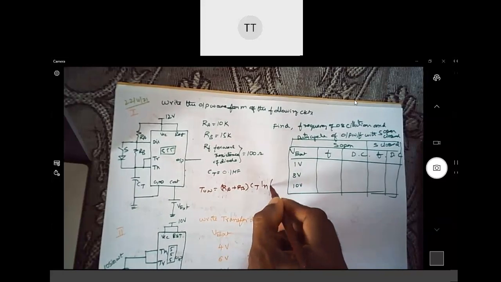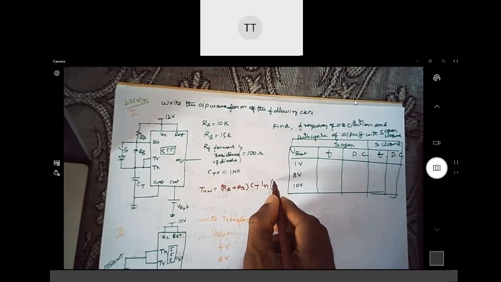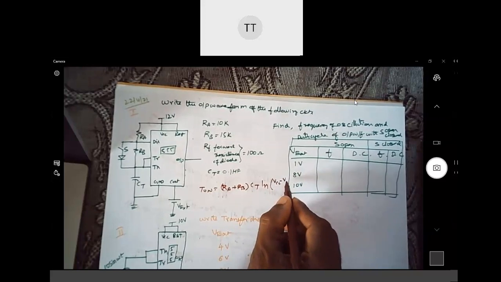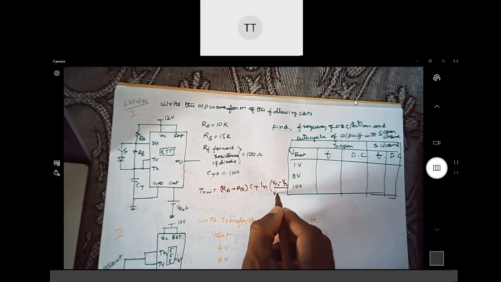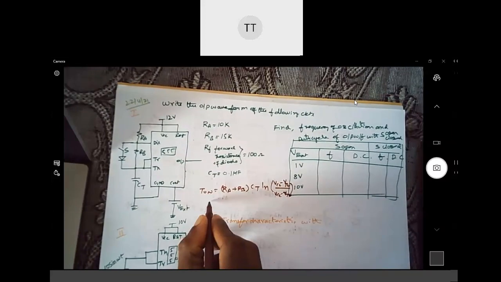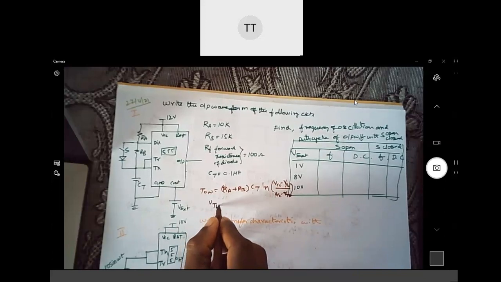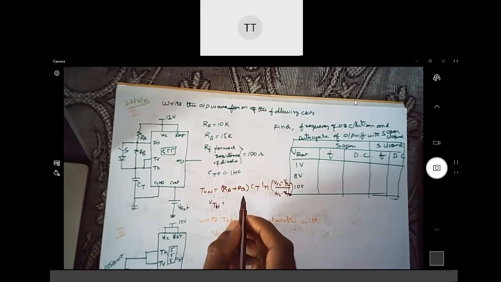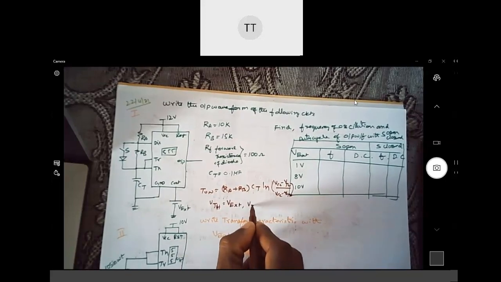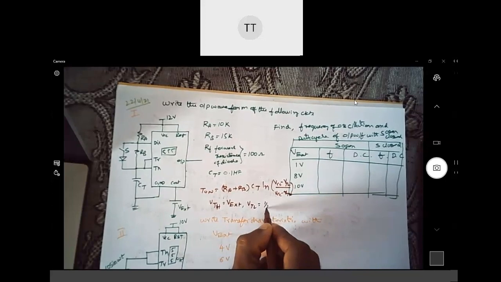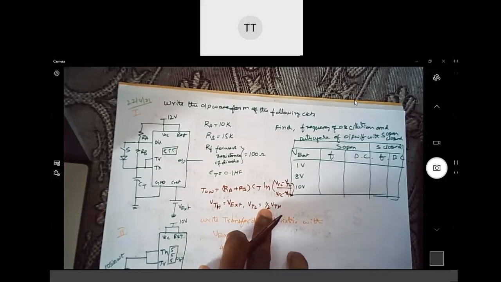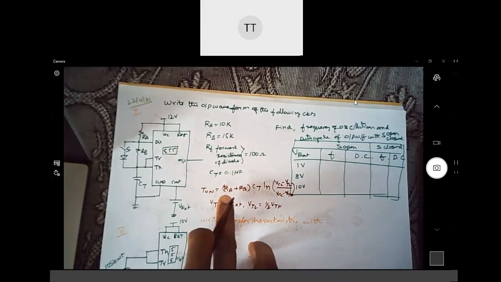ln of what is this ln of? Is it VCC minus VTL by VCC minus VTH? Correct. So actually, what is VTH? VTH is V external, and VTL is exactly half of VTH, half of V external. If you know these equations, you can find T on.